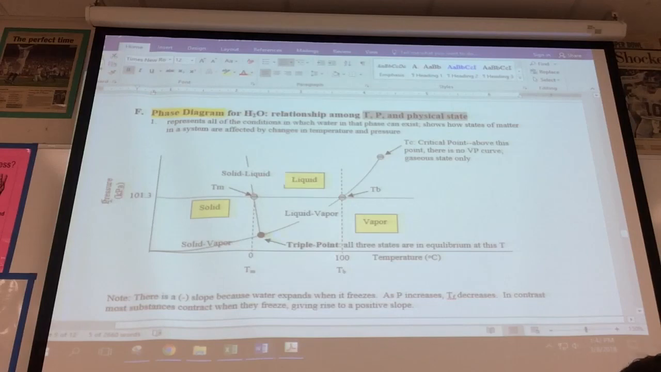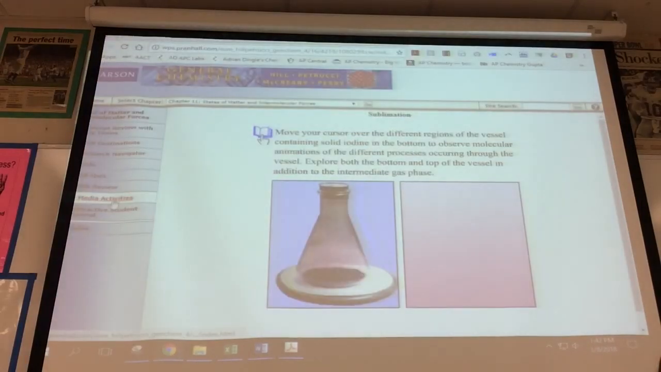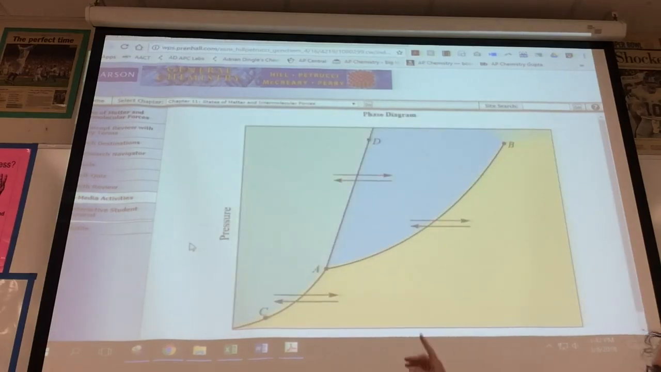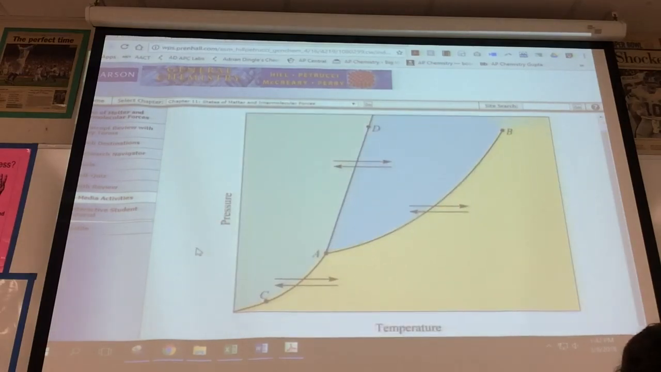So we've got pressure on the Y and temperature on the X, and we're going to look at all 3 states of matter. Before we get into this diagram, I want to look at something a little bit simpler. I think this will help in terms of understanding. Again, pressure on the Y, temperature on the X. You've got 3 regions here. Green is solid, blue is liquid, and yellow is gas.